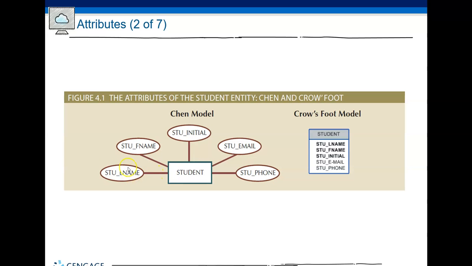And you see that the attributes are indicated by ovals attached by lines to the rectangle. Crow's foot, this is showing you the exact same thing. And it's really kind of like your flavor. Like, which one would you rather pick? There's no particular reason that I can think of off the top of my head.